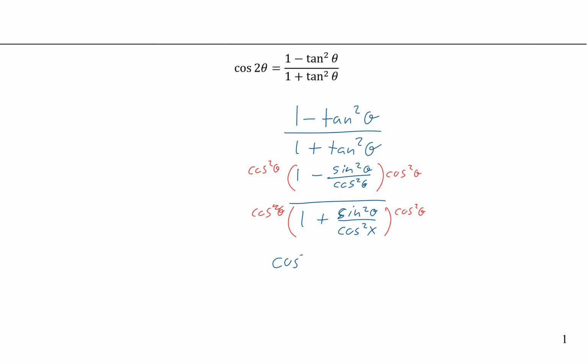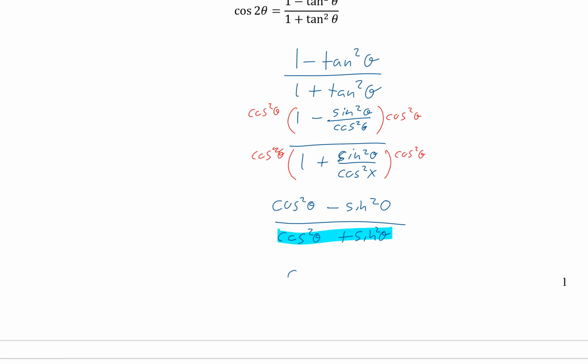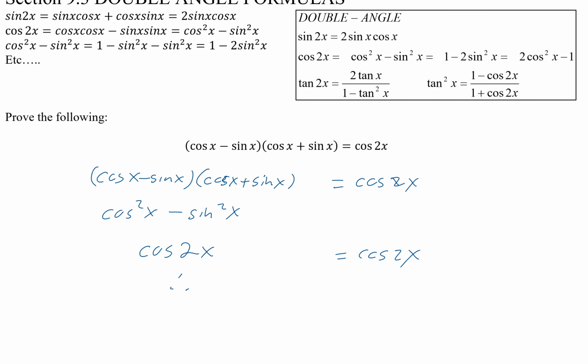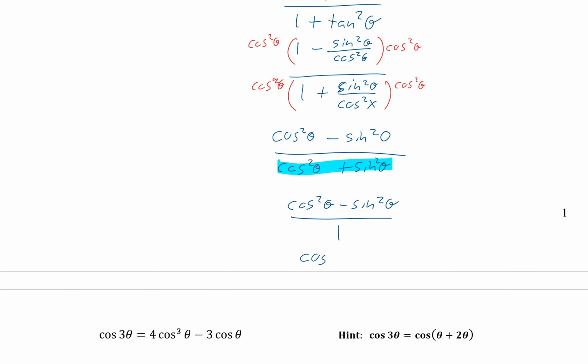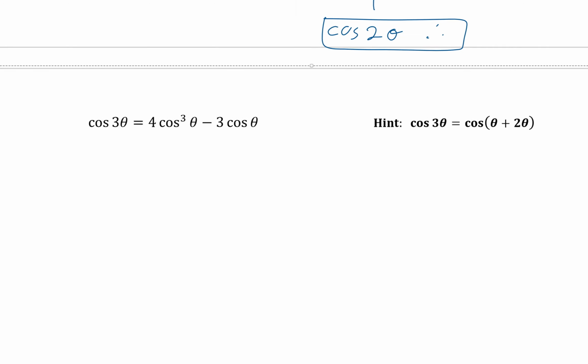So this would become cosine squared theta minus sine squared theta all over cosine squared theta plus sine squared theta. And you always get excited when you see this one. We already know that this one is our Pythagorean identity, so it becomes 1. So cosine squared theta minus sine squared theta all over 1. And then we know cosine squared theta minus sine squared theta, that is our double angle identity. So this becomes cosine of 2 theta. We are done.